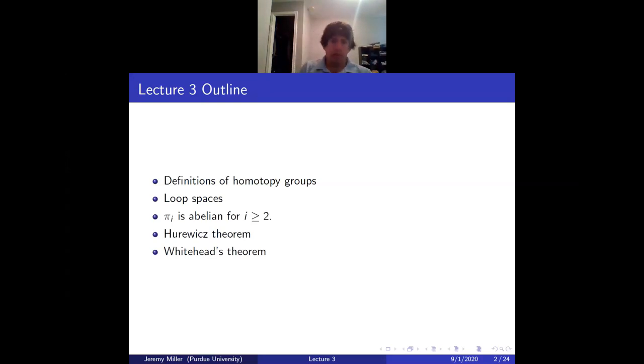So we're gonna define homotopy groups, talk about loop spaces, talk about why homotopy groups are abelian, state the Hurewicz theorem about the relationship between homology groups and homotopy groups, and state Whitehead's theorem that homotopy groups detect if maps between CW complexes are homotopy equivalences.